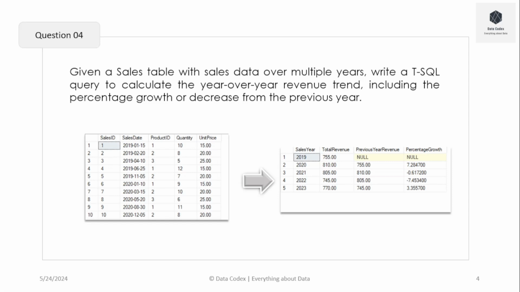So you can see the sales table on the left hand side, which contains the sales id, sales date, product id, quantity and the unit price. We are going to populate the result query set. On the right side you can see the sales year, total revenue, the previous year revenue along with the trend, the percentage growth, increase or decrease has been listed. So let us get into SSMS and solve this.